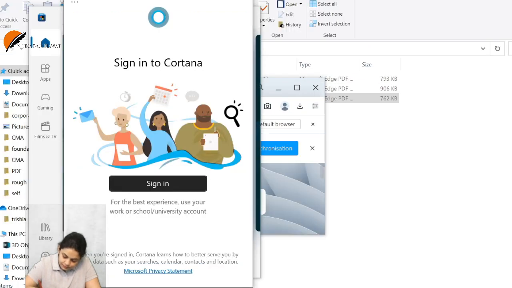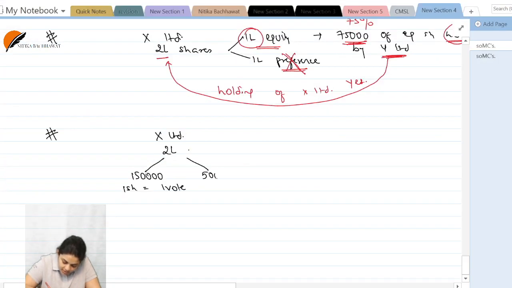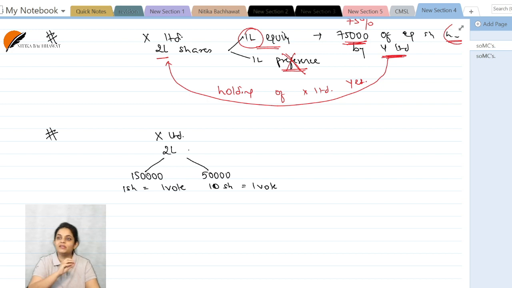But 50,000 shares where 10 shares will give you one vote. See, generally, voting is done by either show of hands or by poll. If the voting is done by show of hands, everyone has equal votes. I have 100 shares, I'll still have one vote. You have 10 shares, you'll still have one vote. But when voting is done by poll, you get votes in proportion to your shares. And each share gives you one vote.